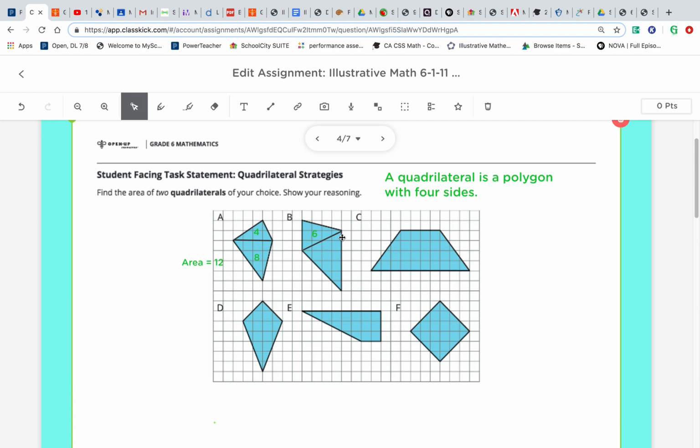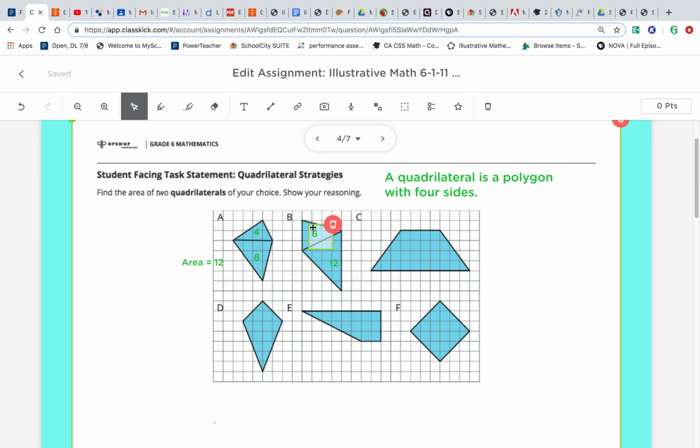So let's see, it's going to be 1, 2, 3, 4, 5, 6. And then if we want to get the height, we need to have a perpendicular line from here to the opposite vertices. Here's the opposite vertices, so it's got to go there. So 1, 2, 3, 4. So 6 and 4, that's 24. And then half of 24 is 12.